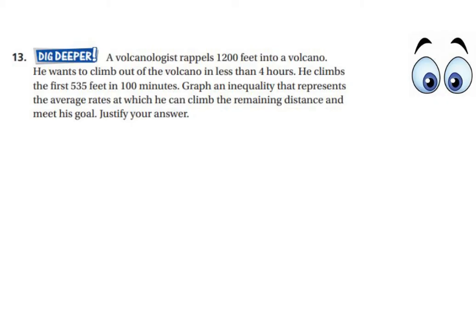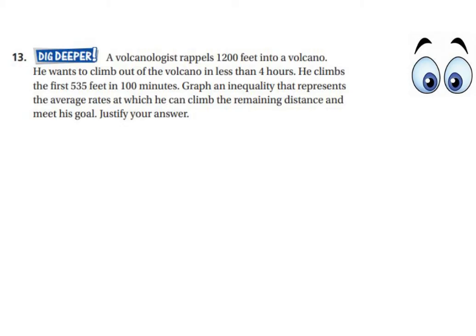A volcanologist, that's a fancy word for someone who studies volcanoes, rappels, that's a fancy word for climbs on a rope down into a volcano. So a volcanologist rappels 1,200 feet into a volcano. He wants to climb out of the volcano in less than 4 hours. He climbs the first 535 feet in 100 minutes. Graph an inequality that represents the average rate at which he can climb the remaining distance and meet his goal, and also justify your answer.